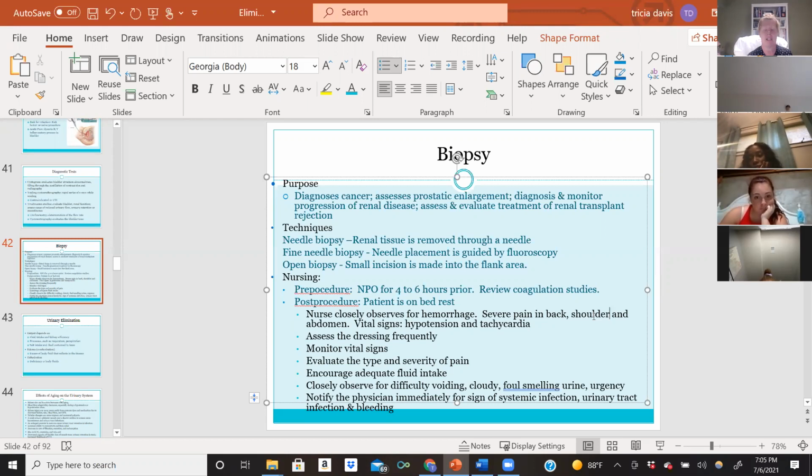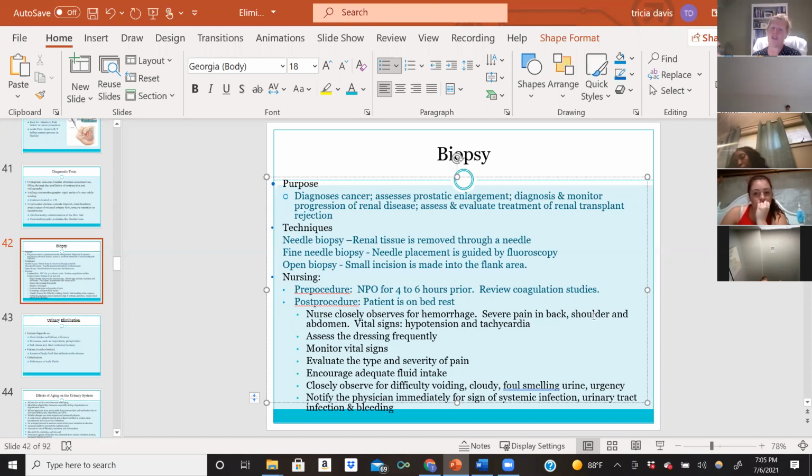We want to assess the dressing frequently. And by frequently, we mean during your shift. If they just had it done, probably I would go in every 2 hours and make sure that he's not bleeding. Even more frequently if there was blood on there.